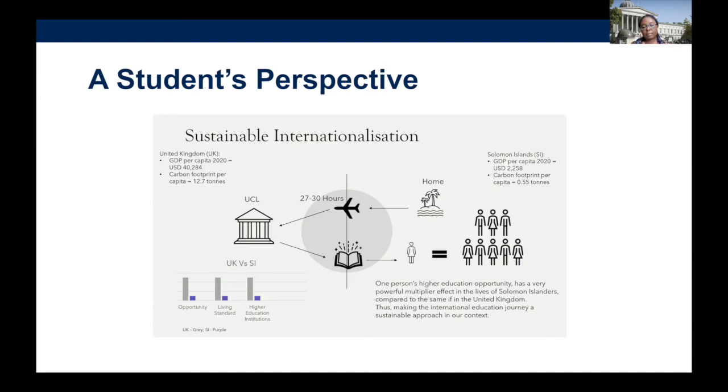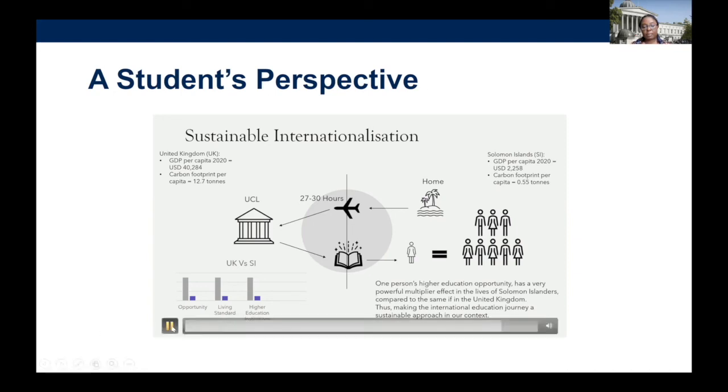If we then consider carbon footprint per capita, the average of every one person in the United Kingdom is equivalent to that of roughly 23 people in my country per year. Now, Solomon Islands sent only 3 students to study in the UK for 1 year. Our combined carbon footprint still adds to a very negligible amount. In this way, my international education journey is one of the most sustainable decisions I have ever made.